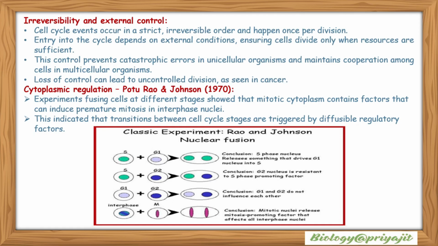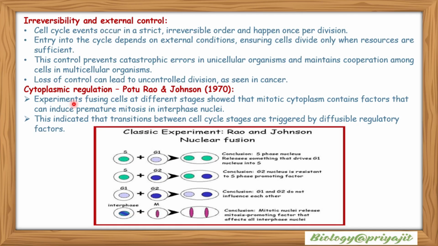Irreversibility and external control. Basically, cell cycle events occur in a strict irreversible order and happen once per cell division. Entry into the cell cycle depends on external conditions, ensuring cells divide only when resources are sufficient. This control prevents catastrophic errors in unicellular organisms and maintains cooperation among cells in multicellular organisms. So the events of the cell cycle are minutely controlled, and loss of control can lead to uncontrolled division as seen in cancer.